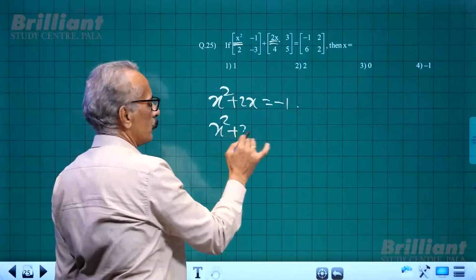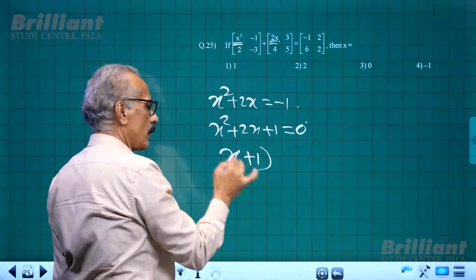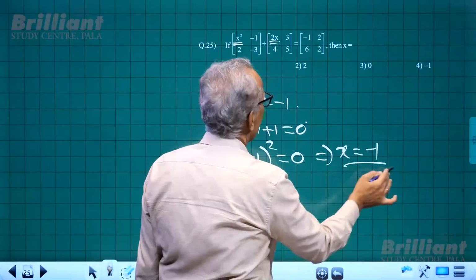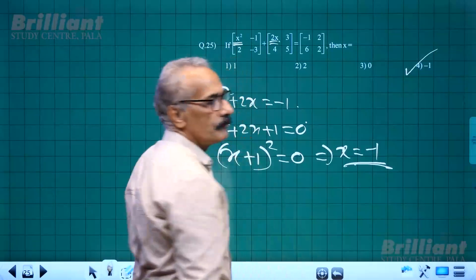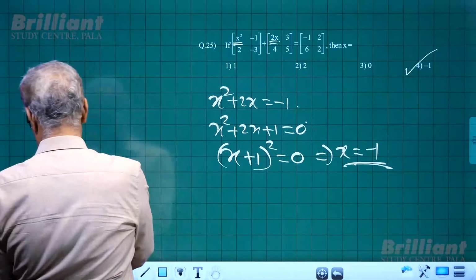x square plus 2x plus 1 equal to 0. It's a perfect square. (x plus 1) the whole square equal to 0. That means equal roots. x is equal to minus 1. Your answer: x is equal to minus 1. We move on to the next question.